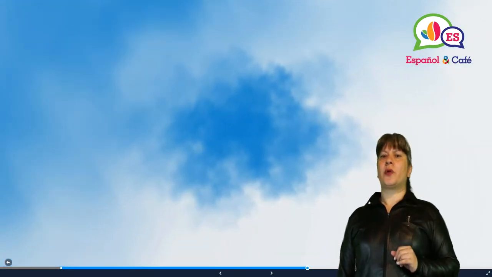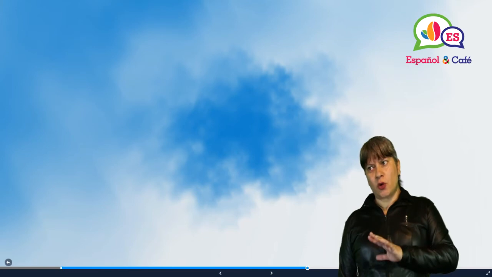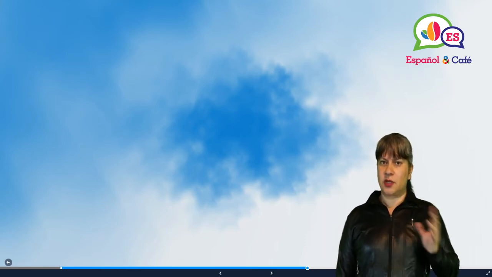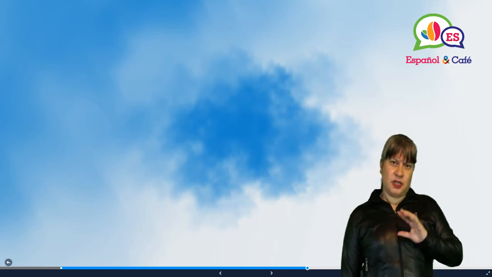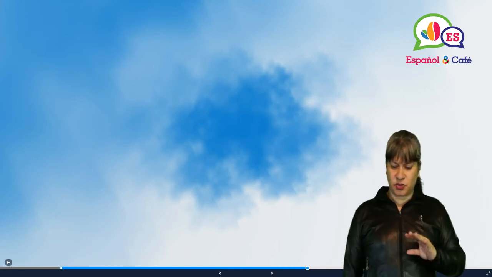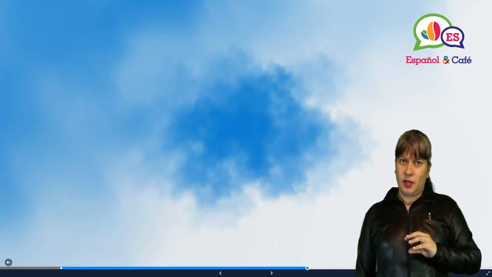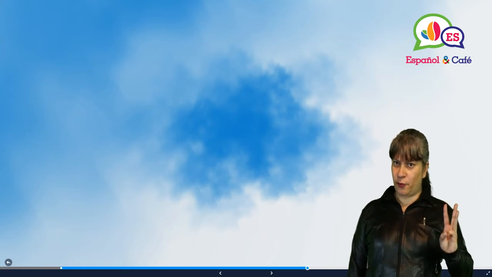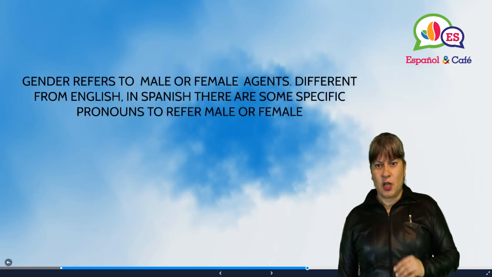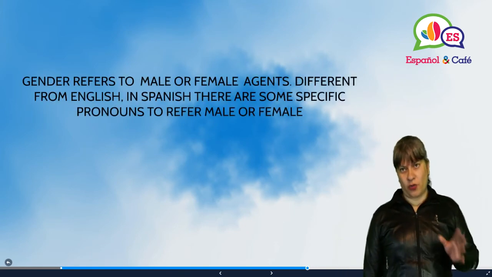The third aspect we have to take into account about personal pronouns is gender. Gender is not so important in English, but it's so important in Spanish. Because in English you don't have any distinction between male or female grammatically. In English you don't have distinction between male or female except in the third person singular, when you say he for male and she for female. But in Spanish we have some distinction about gender in other pronouns.